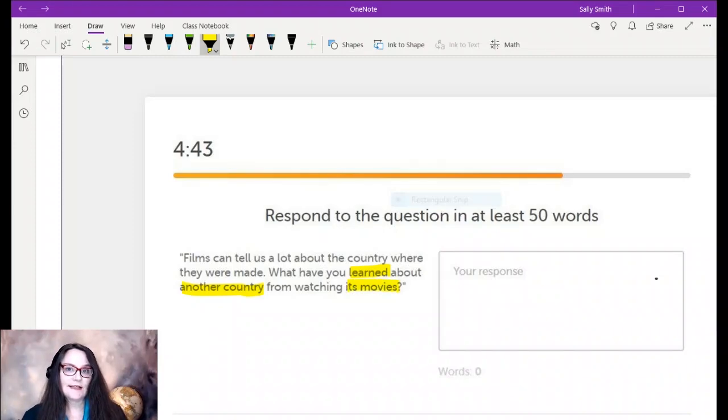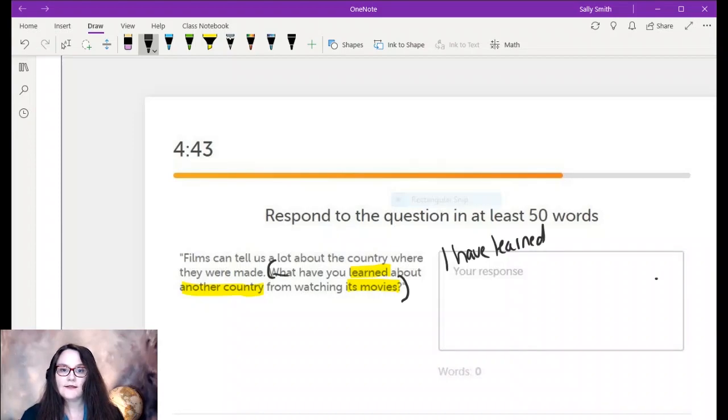So my approach is I am going to write a paragraph. I need a topic sentence, body sentences, and a concluding statement. So to write that topic sentence and make sure that I am on topic, I am going to reconstruct this question as a statement. All right. So the question is, what have you learned about another country? So I am going to say, I have learned.